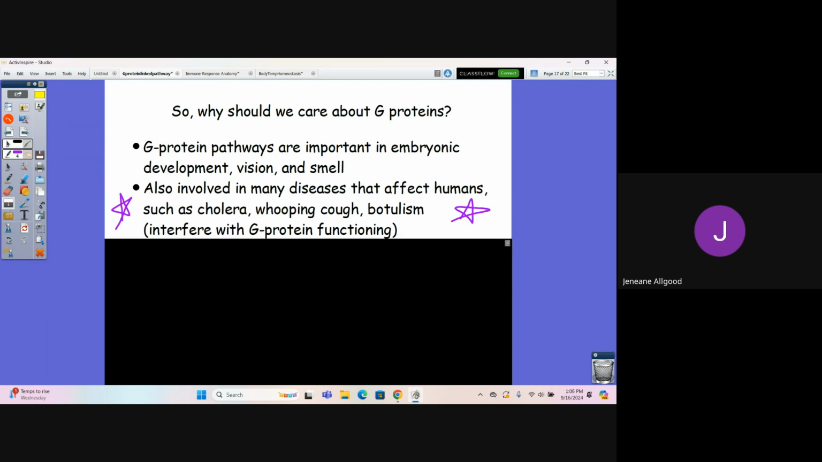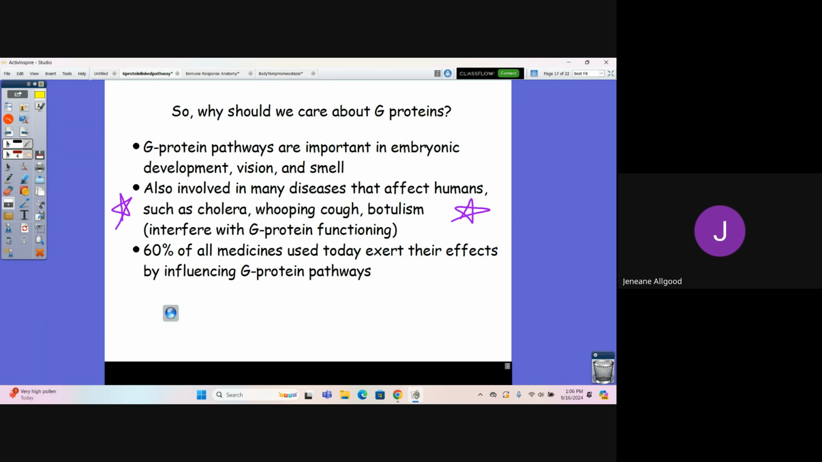All of those disorders that we've listed there are caused by bacteria. So cholera, which you'll be investigating tonight, whooping cough, botulism, which is a form of food poisoning, but you read about that with Botox. All of these bacterial toxins that they make interfere with this G protein pathway, and that is how they bring about their effects on your body. So 60% of all medicines used today exert their effects by influencing G protein pathways.